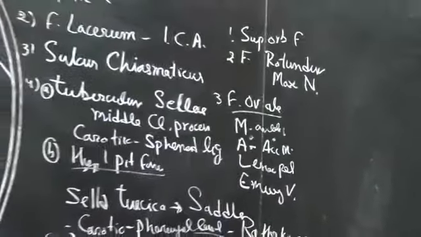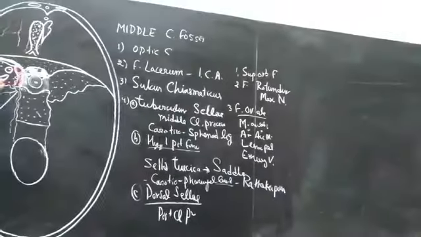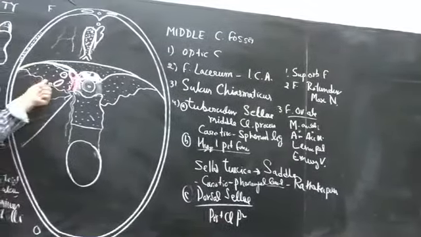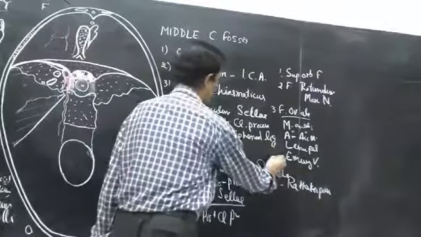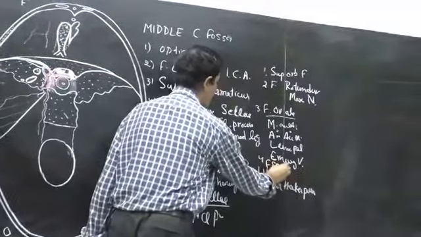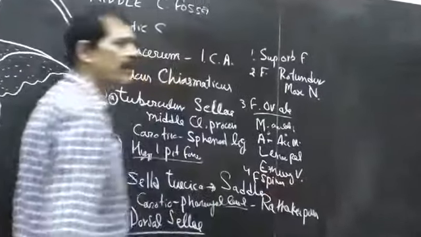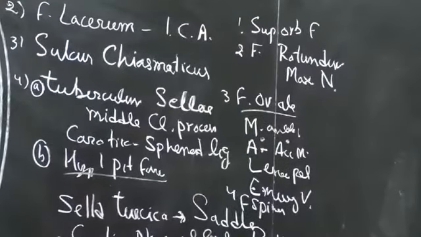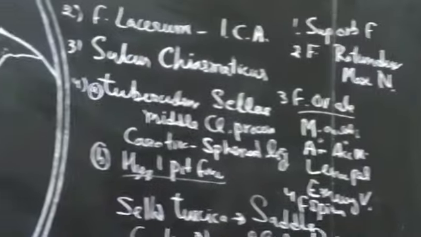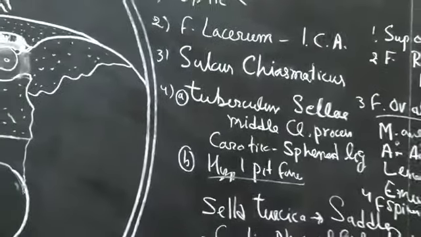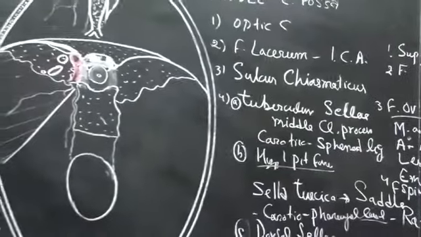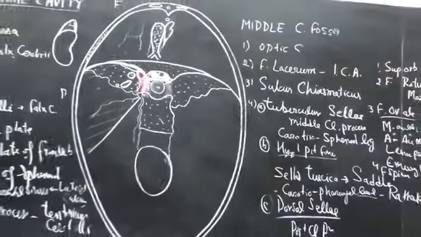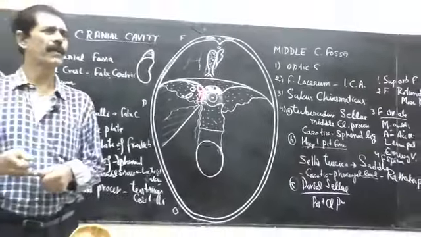Just inferior, posterior and lateral to it, lying over here, is the foramen spinosum. It is a small, minute foramen. Why is it called spinosum? Because only the tip of a spine can enter. It is so small, but four things pass through this small foramen. You have to remember, number one, the emissary vein, the same which connects the cavernous sinus to the pterygoid venous plexus.